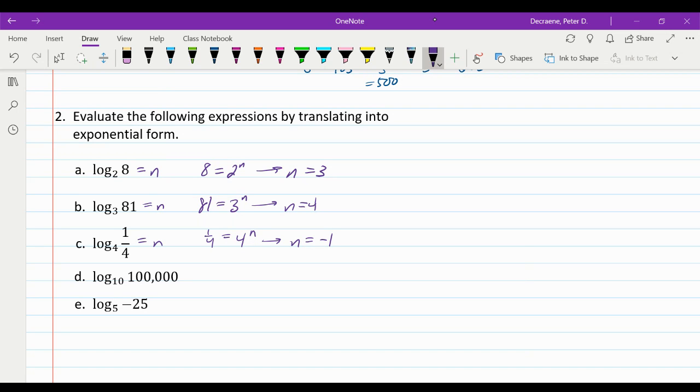Log base 10 of 100,000 could also be written as log of 100,000. Remember, we don't have to write the base 10 in there, but if we make that equal n, it translates into 100,000 equals 10 to the n, and that's going to be 5. n equals 5.